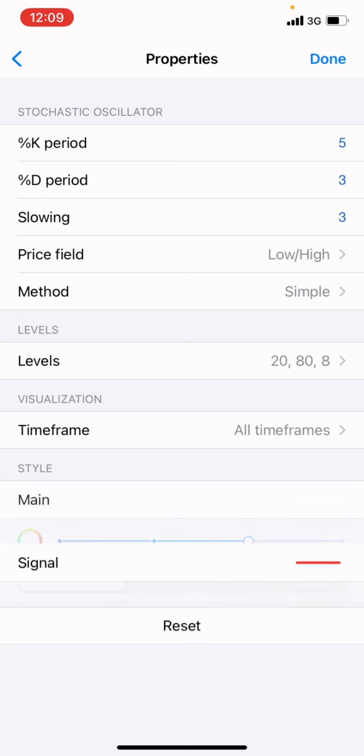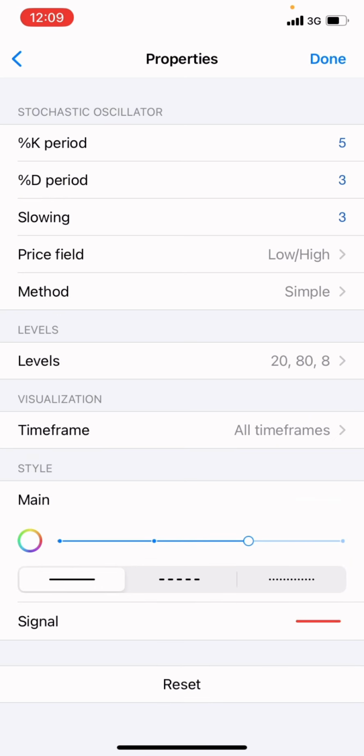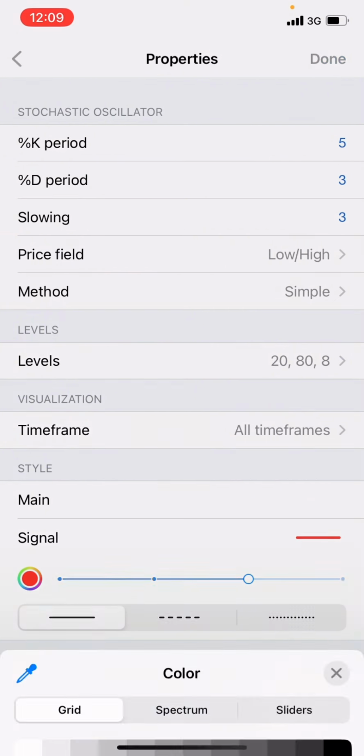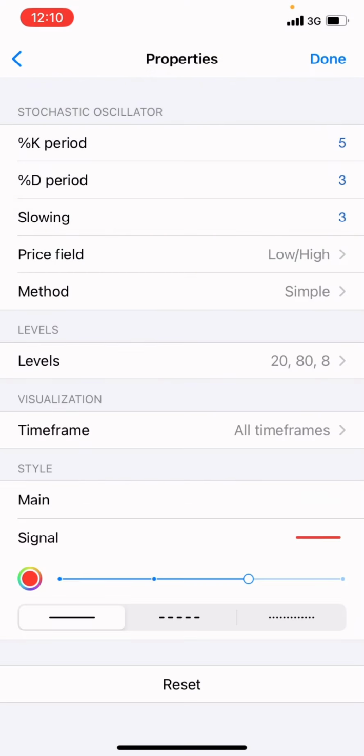For the main, you put the color on white, 3 pixels. The first line right here, just as you can see, the signal 3 pixels, then this color red. You click on done.